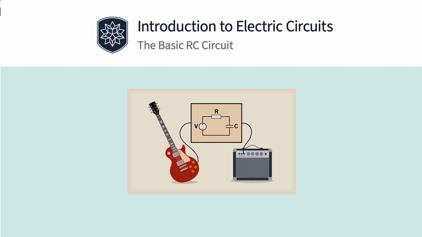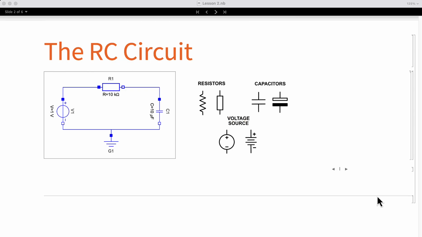We will study a very simple circuit consisting of three components: a resistor, a capacitor, and a voltage source. This circuit is usually called RC circuit because of the resistor R and the capacitor C. Here you can see a diagram of this circuit created with the symbols available in System Modeler. Here we can see the resistor, the capacitor, and a voltage source.